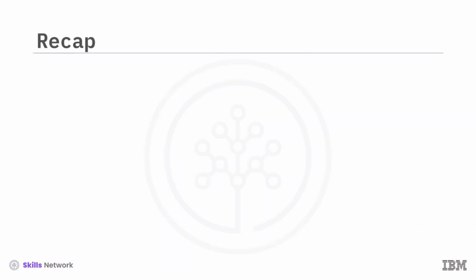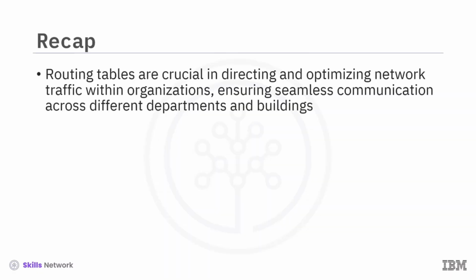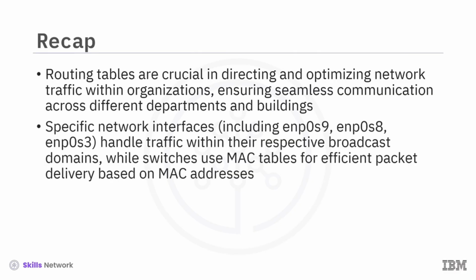In this video, you learn that routing tables are crucial in directing and optimizing network traffic within organizations, ensuring seamless communication across different departments and buildings. Specific network interfaces, e.g., ENP0S9, ENP0S8, ENP0S3, handle traffic within their respective broadcast domains, while switches use MAC tables for efficient packet delivery based on MAC addresses.